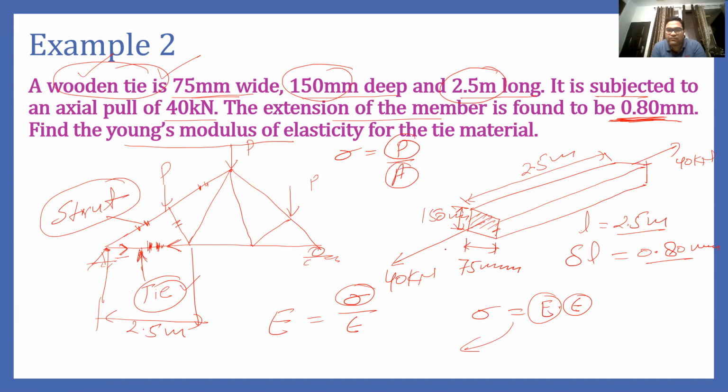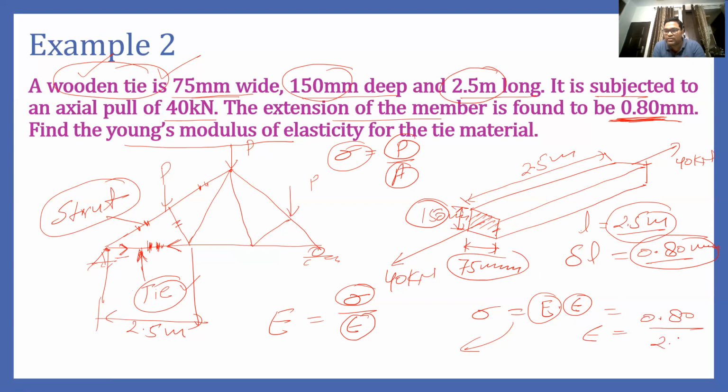So the cross section is where this load is applied. The cross-sectional area is 75 mm by 150. So yes, we can find out the value of stress. Similarly, we can find out the value of strain also. The strain value is change in length upon original length. The change in length is directly given, which is 0.8 mm, and the original length is 2.5 meter. So strain can also be found out, 0.80 by 2.